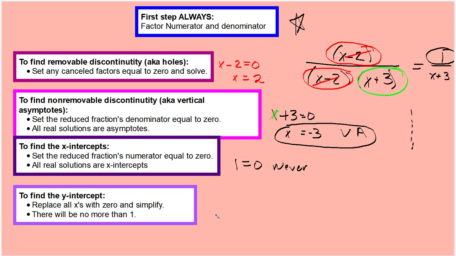And the y-intercept is, again, at this reduced fraction. Don't go back any further. You're going to put a 0 in, so I'll do 1 over 0 plus 3. So my y-intercept is when x is 0, y is 1/3. There is never more than one y-intercept. There can be more than one x-intercept.